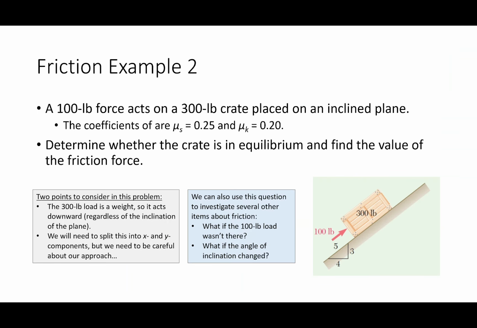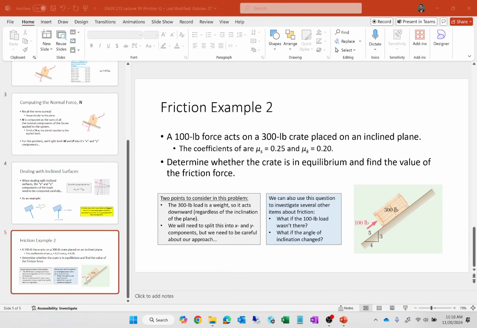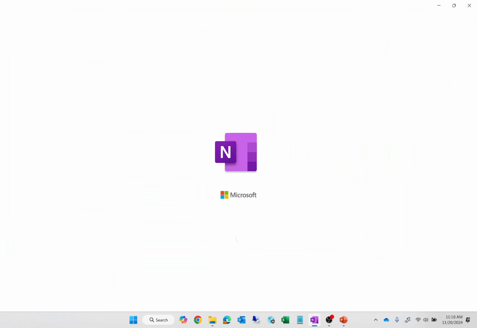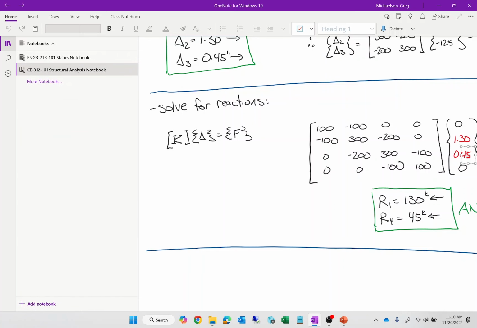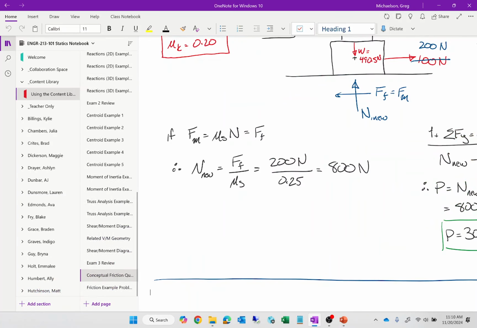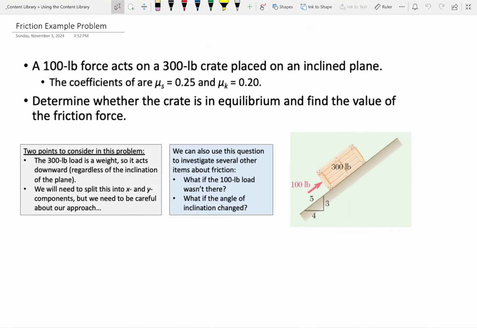So let's do our example. Let's pull this up in the notebook. I have here a block that's on a 3, 4, 5 ramp. I like the 3, 4, 5 just because the trig makes that pretty easy. Again, we can do a lot of the math in our head. The block is 300 pounds.